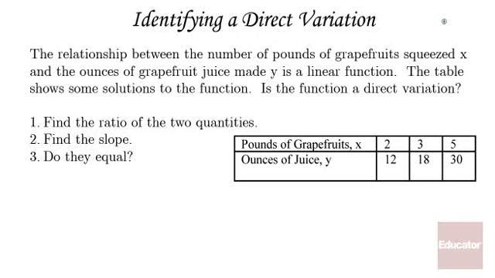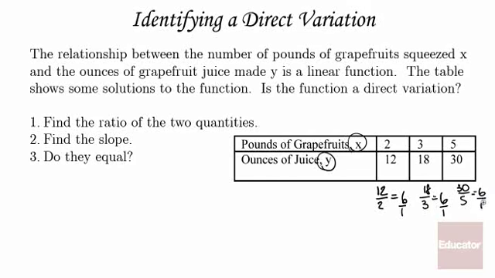First, let's find the ratio of the two quantities. The first one would be 12 over 2. Remember to put y over x, and that would be 6. 18 over 3 equals 6, and 30 over 5 equals 6. So it seems that the ratio of the two quantities always simplifies to 6. It would be 6 to 1, actually, if we were going to keep it in ratio form.